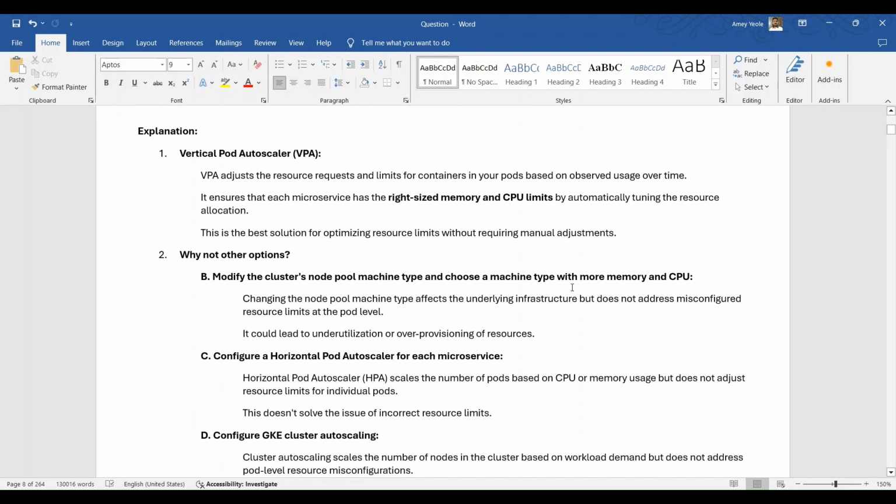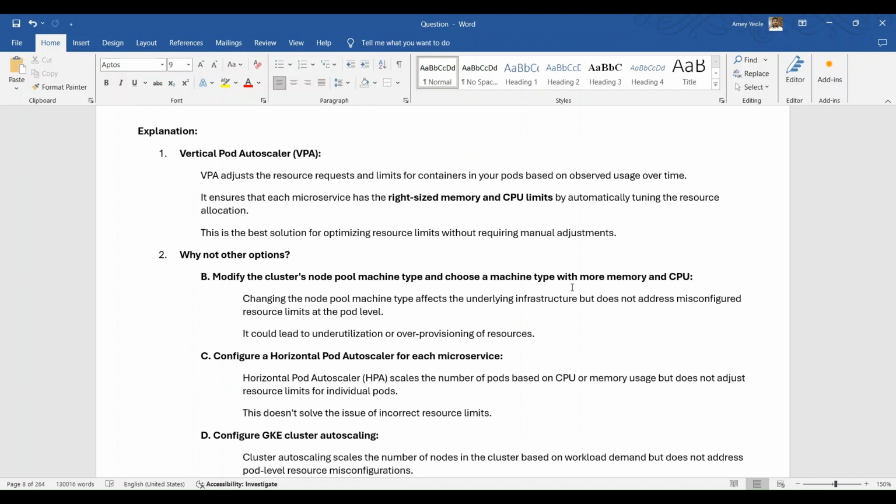Explanation. 1. Vertical pod autoscaler, VPA. VPA adjusts the resource requests and limits for containers in your pods based on observed usage over time. It ensures that each microservice has the right-sized memory and CPU limits by automatically tuning the resource allocation. This is the best solution for optimizing resource limits without requiring manual adjustments.